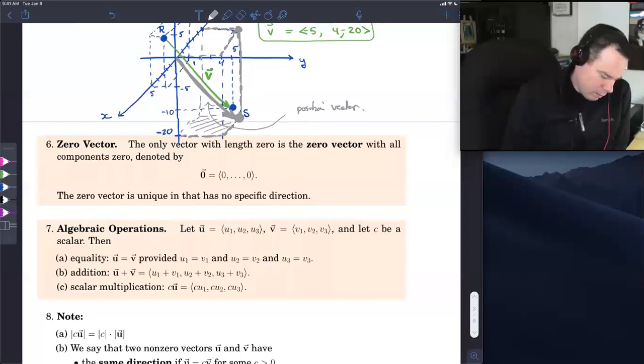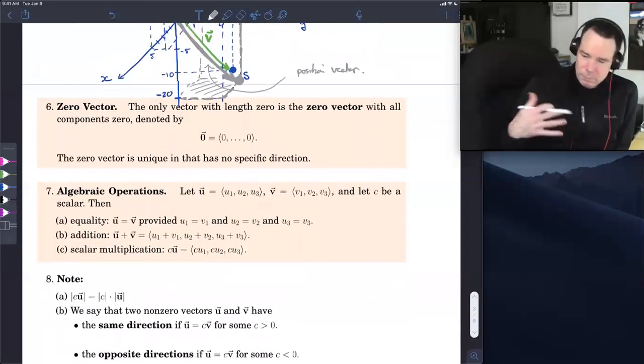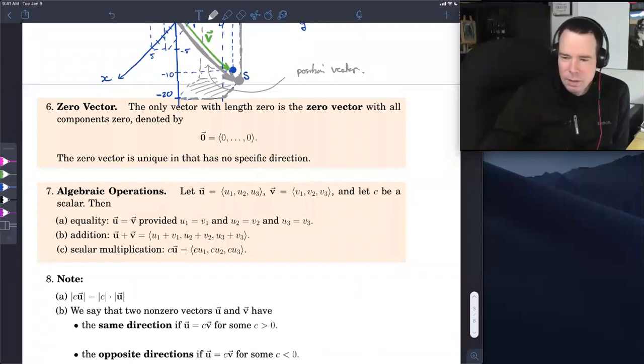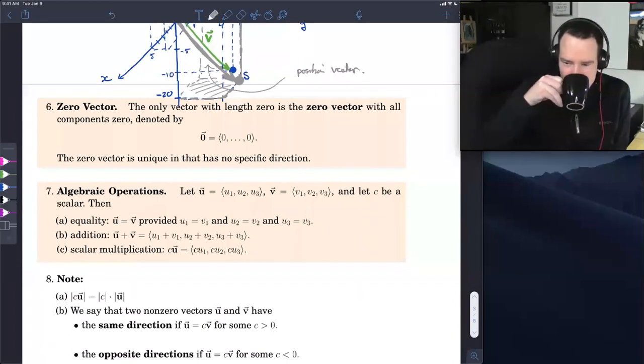What about the algebraic operations? I alluded to the fact that with points, we can't add points or subtract points or do any algebra on points, but we can with vectors. And that's the key with working with vectors over points, that we now can do algebra with them.